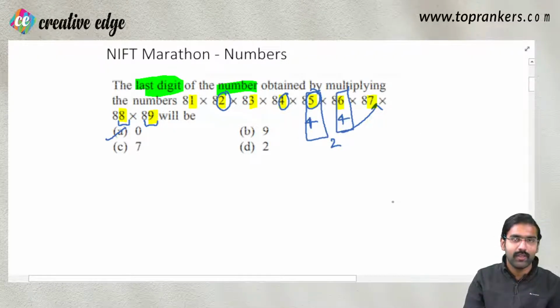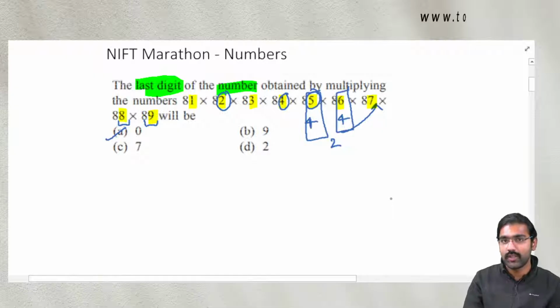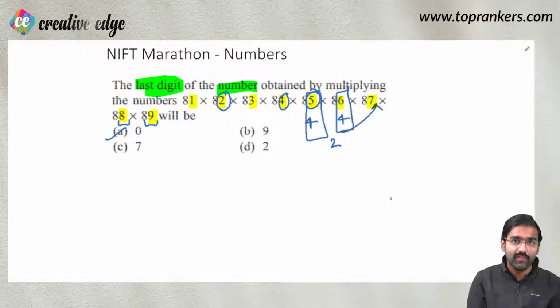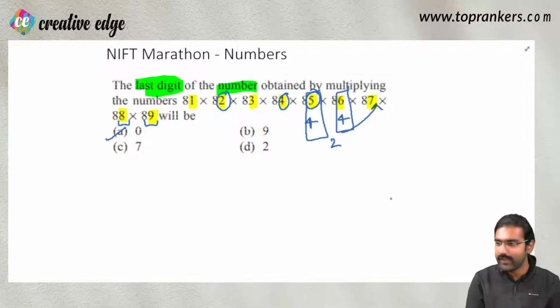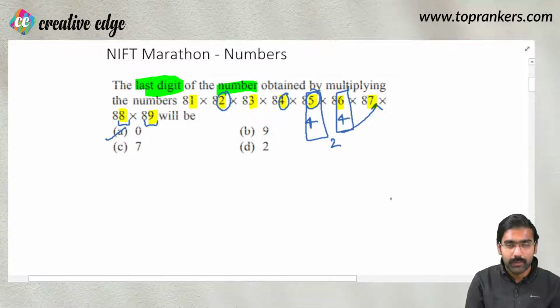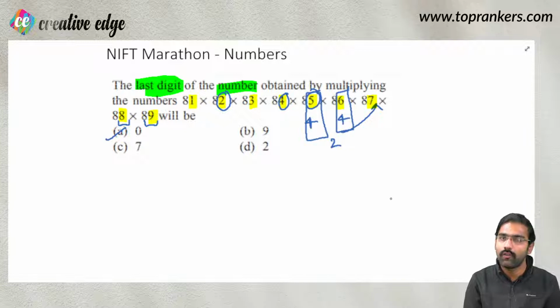Always remember, whenever you're asked the unit digit in a product of certain numbers, you keep multiplying the unit digits of all those numbers, and whatever unit digit you keep getting, you keep multiplying with the other numbers' unit digits. So finally, the product of all these unit digits is the number which you should be getting as the final unit digit of the product of all these numbers.